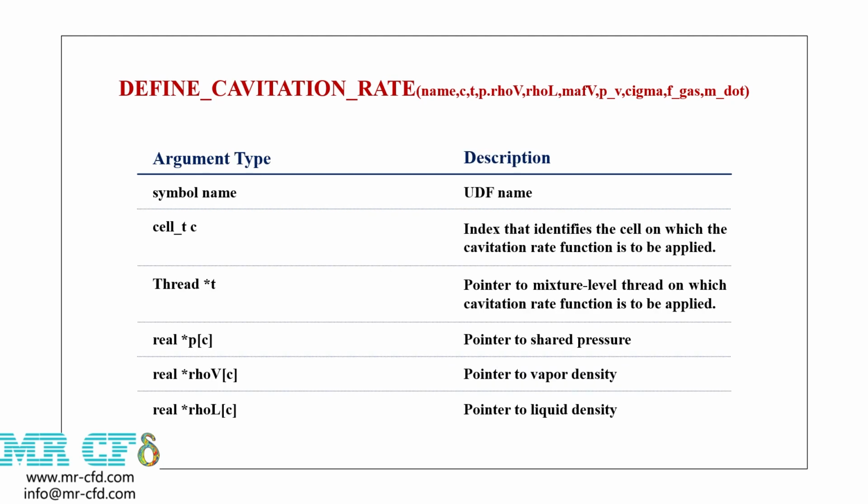This macro is represented using several arguments. The first argument indicates the name of the function. The second one represents the cell index, and the third argument is a pointer to the thread of cells related to the mixture flow that the function should be applied to. The fourth argument is a pointer to the common pressure of liquid and vapor. The fifth and sixth arguments are pointers to the vapor phase density and liquid phase density respectively.